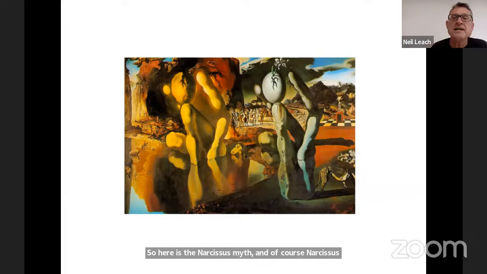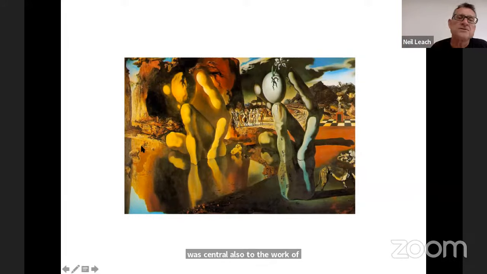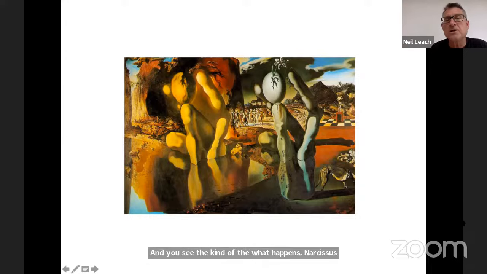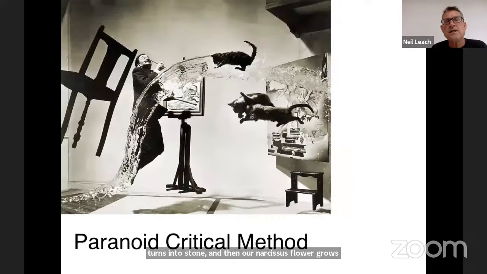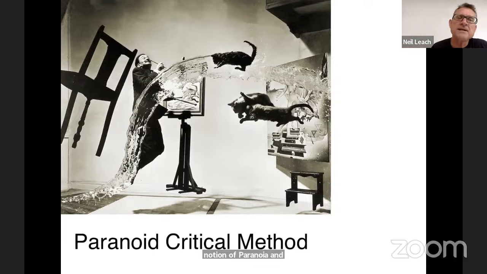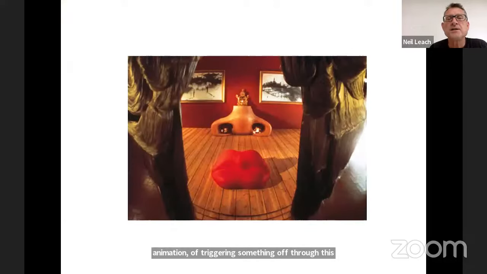And this is Dali's painting of Narcissus. And you see what happens: Narcissus turns into stone, and the Narcissus flower grows out of it, the myth that I was referring to before. But what was interesting was that Dali took the notion of paranoia and incorporated it into the process of making a painting. The idea of animation, of triggering something off through this paranoid critical method, was central to how he operated as an artist.